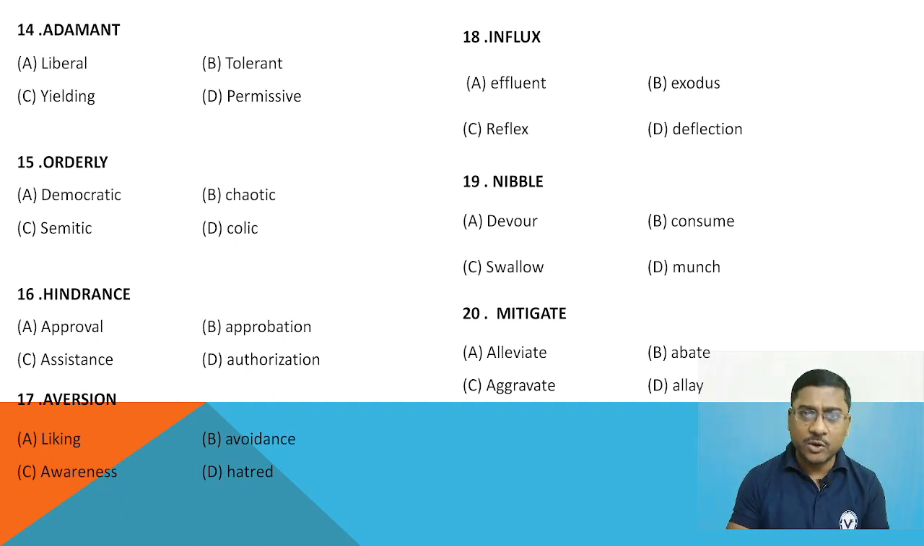Semitic means there's a particular kind of people, particularly the Jews and the Arabs. Jews are known as Semites, or rather you can say people belonging to West Asia and some parts of Africa. They are known as Semites. So from there comes the word Semitic.